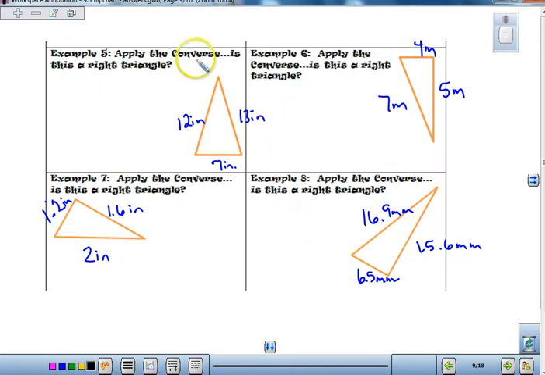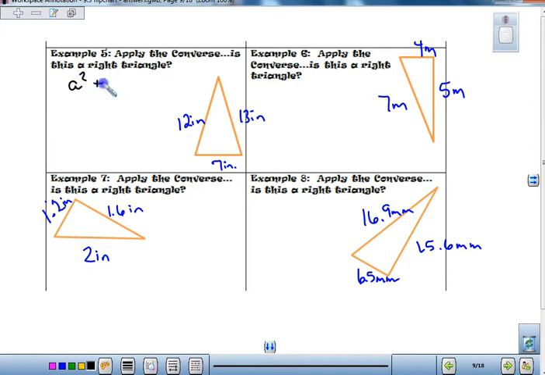Now, how do you apply the converse? The converse just says that the 2 shortest sides need to be equal to the longest side if it's a right triangle. We think this doesn't look like a right triangle. 12 inches, 13 inches, and 7 inches. It does make a triangle.